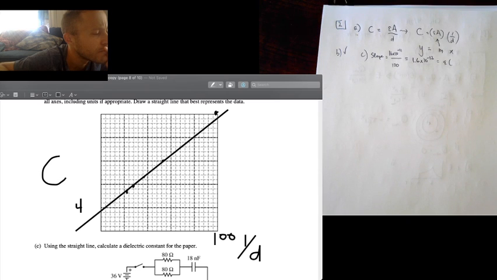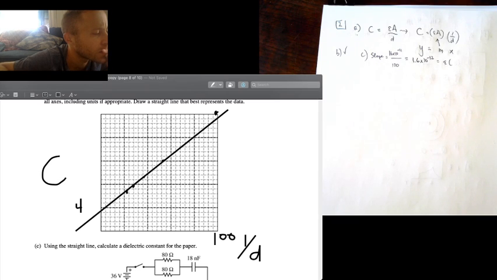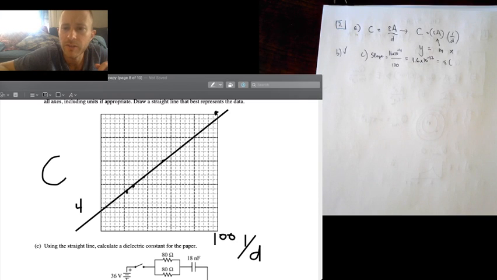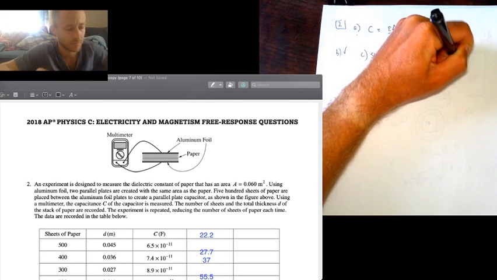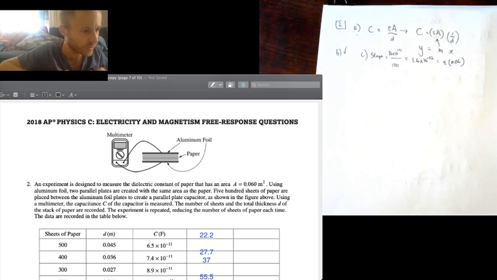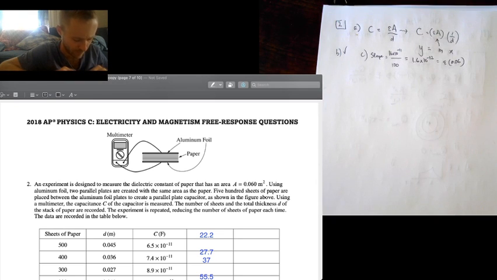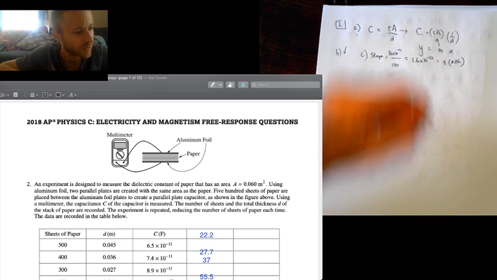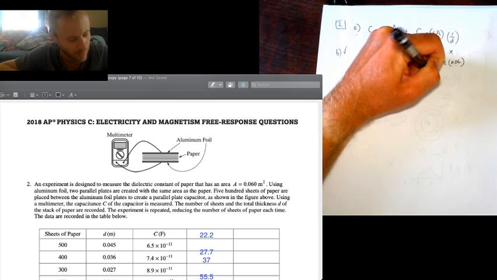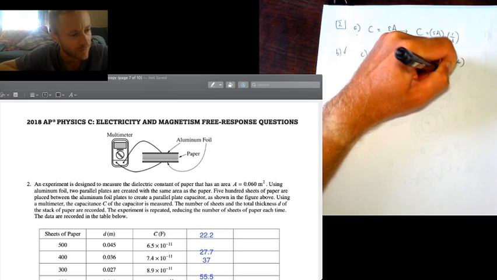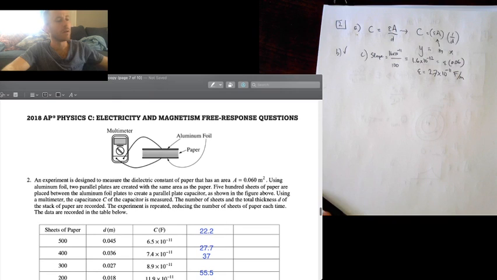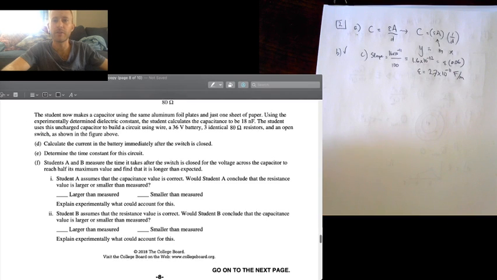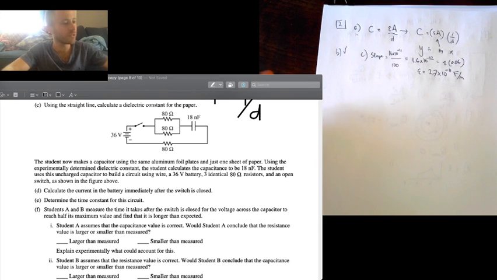Let me make sure I did that right. Yeah. And the area, it says, is 0.06. So I have 1.6 times 10 to the minus 12 divided by 0.06, and I get that epsilon is equal to 2.7 times 10 to the minus 11 farads per meter. Okay. Now it looks like they're pivoting to an RC circuit.